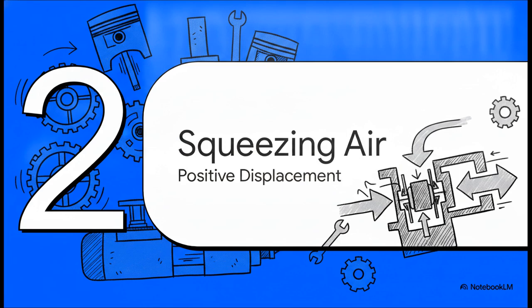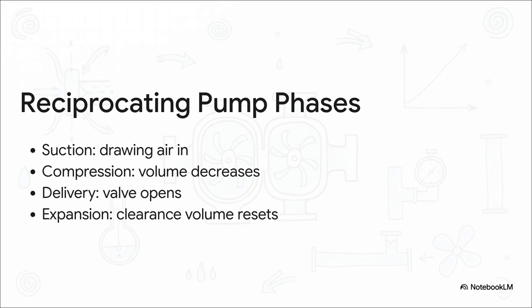Moving on to Section 2, squeezing air, positive displacement. Let's see how we apply these heavy-duty forces to the workhorses of the industrial world. Let's break down how positive displacement actually functions inside a reciprocating pump. Honestly, you can just think of a reciprocating compressor as a 4-stroke engine running in reverse to physically trap and squeeze the air.